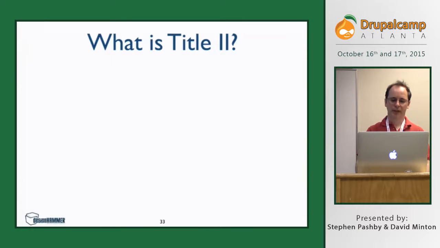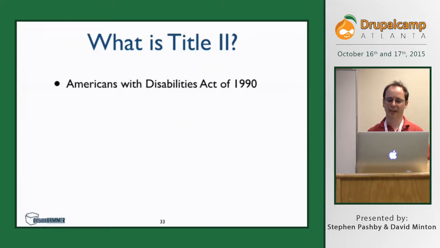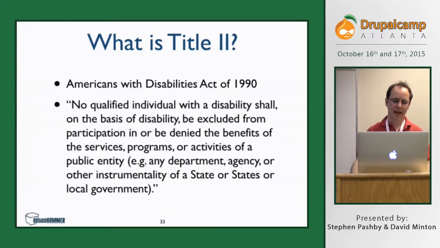So what's Title II? It's a section of the Americans with Disabilities Act of 1990. And the part that applies is generally, no qualified individual with a disability shall, on the basis of disability, be excluded from participation in or be denied the benefits of the services, programs, or activities of a public entity. And by public entity, there's a long definition, but to sum it up, it's any department, agency, or other instrumentality of a state or states or local government.